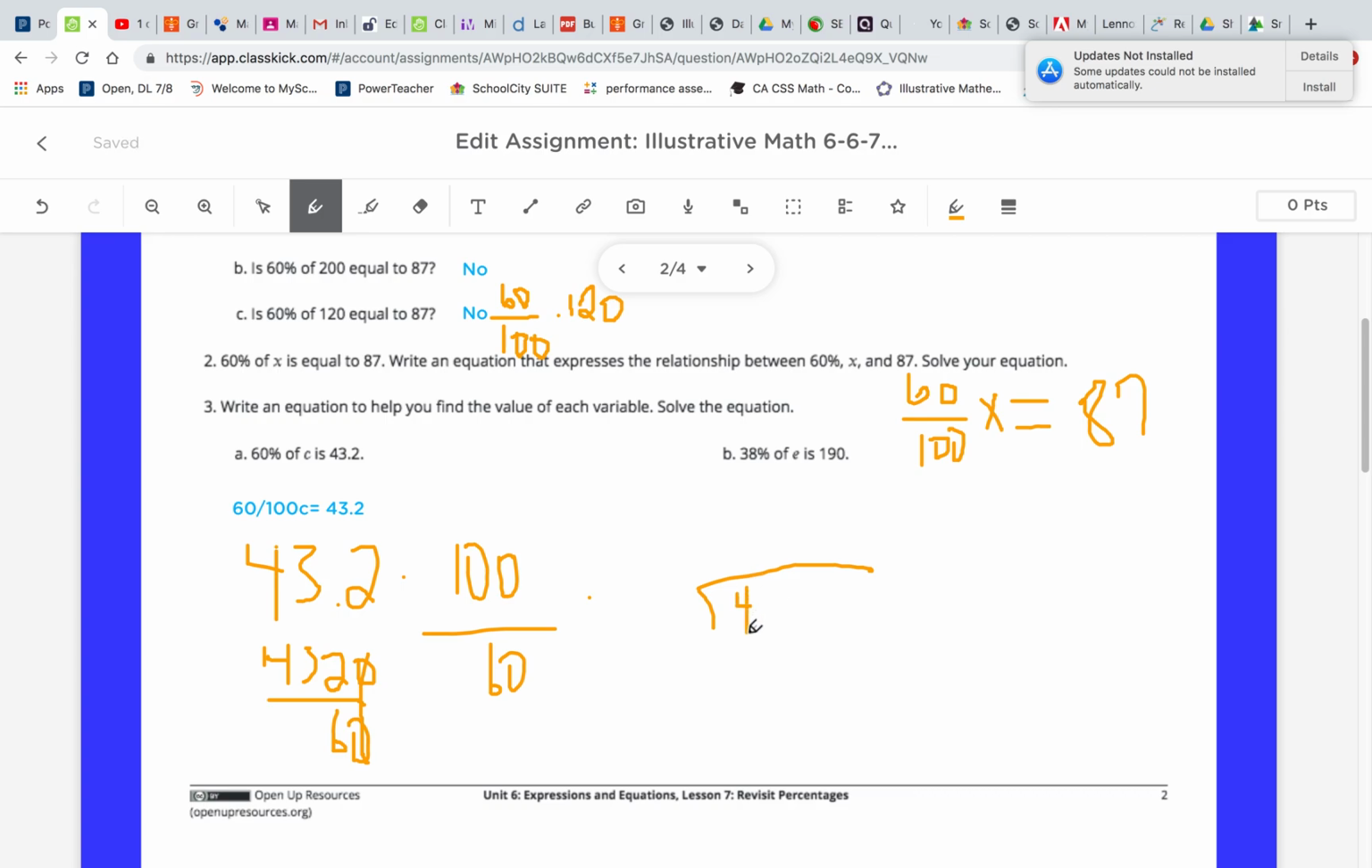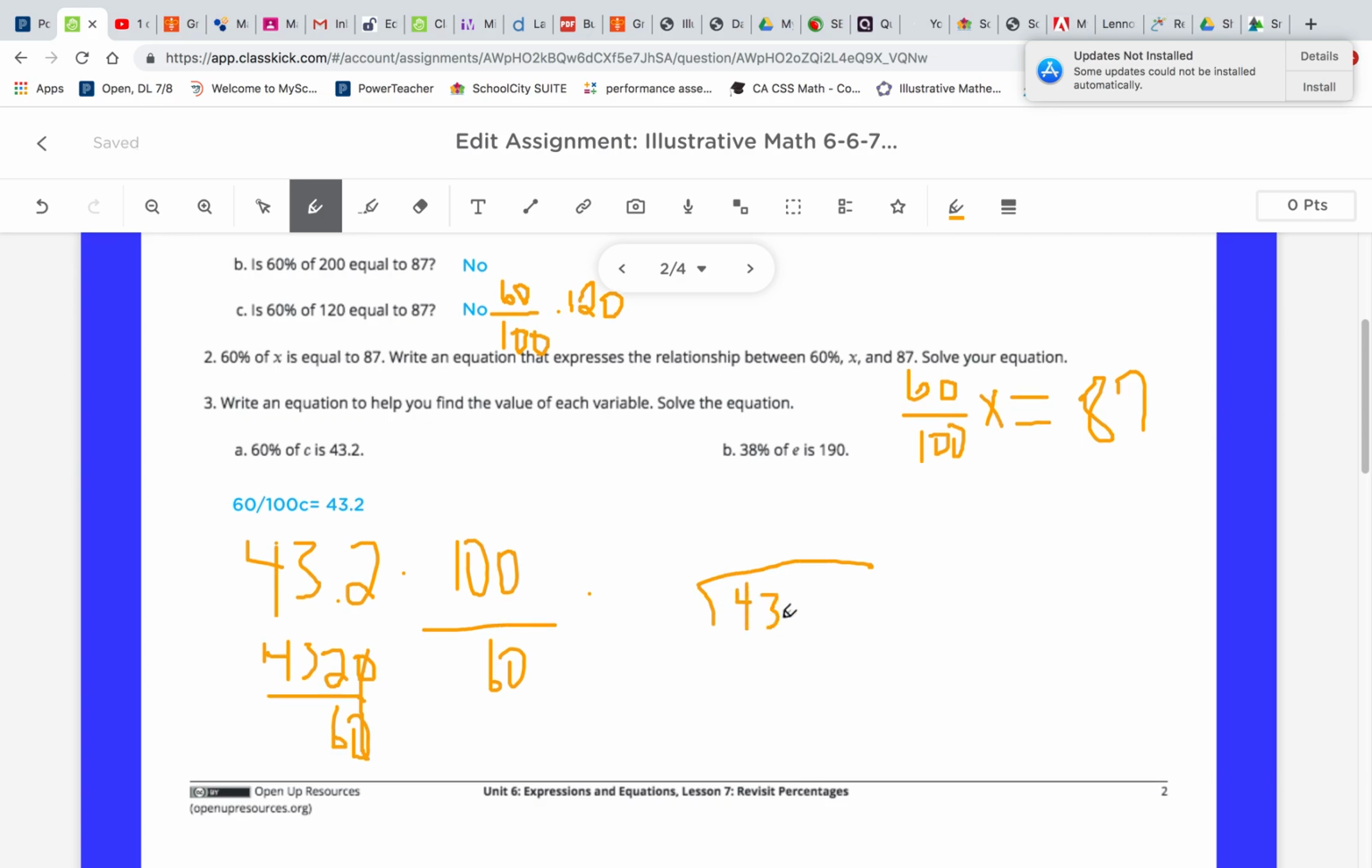So 432 goes in, and 6 is going to go out. 6 goes into 4? No, that doesn't go into there, but it goes into 43 7 times. 7 times 6 is 42. 43 minus 42 is 1. I'm going to bring this 2 down. 6 goes into 12 twice. 2 times 6 is 12, so we have no remainder, so that means we are to the end. So 72 is what we're talking about here.